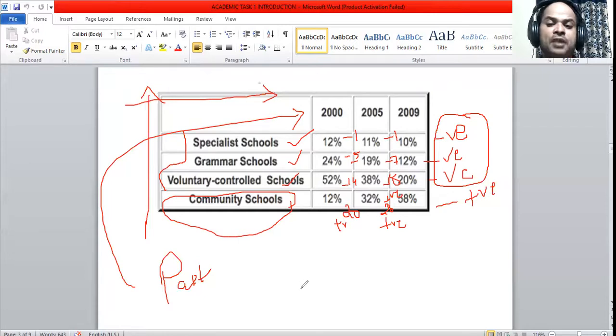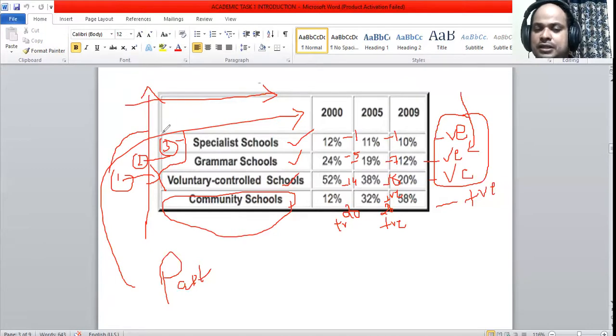So you can see an overview: the majority of the schools have declined in popularity, whereas community schools have gained popularity. This is the overview, a clear-cut overview. Then in the explanation paragraph, you can put the first three in one group. How can we arrange the groups? Which school suffered the maximum loss, the worst loss? It is the voluntary controlled school, so I have to present this first. The second loss is for grammar schools, and the third for the specialized school. So I have written in that order, from the worst sufferer to the least sufferer.